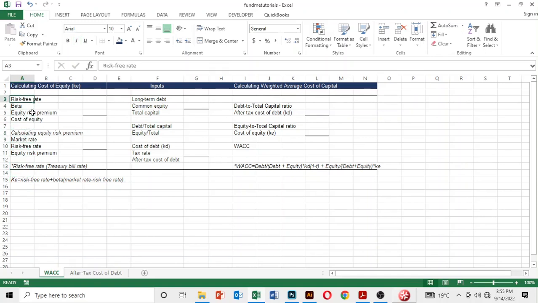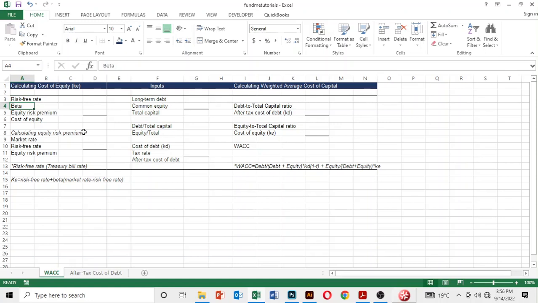So let's look at the risk-free rate. What is it? The risk-free rate is the rate of return that you get from an investment with zero risk. That's why most of the time the risk-free rate is also called the treasury bill rate, because if you invest in treasury bills, these are issued by the central bank, so you use that treasury bill rate, and that denotes the risk-free rate.